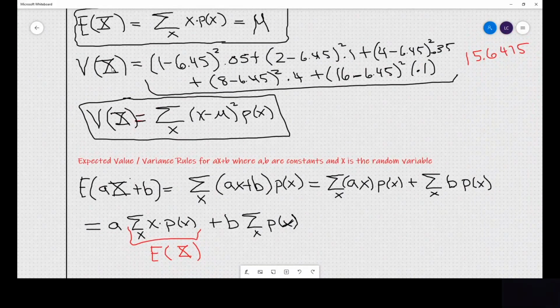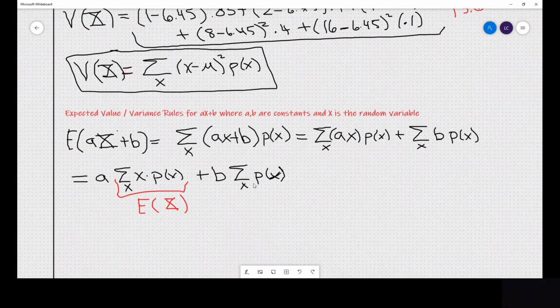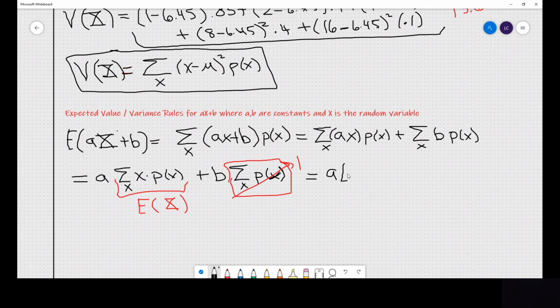Right, it's exactly this definition that we used up here for E of x. So this is what's inside here, and so I'm just going to replace that with the expected value of x. And then we should know that if I sum all the probabilities in the support of x, this is going to be equal to 1, because if I sum up all these probabilities, then we better get 1. And so this whole thing is going to be a times the expected value of x plus b, which is what we were looking for.